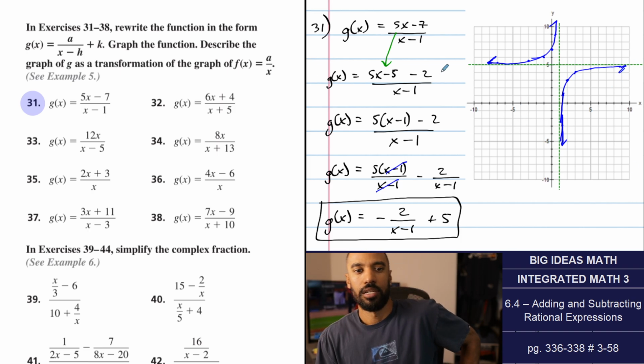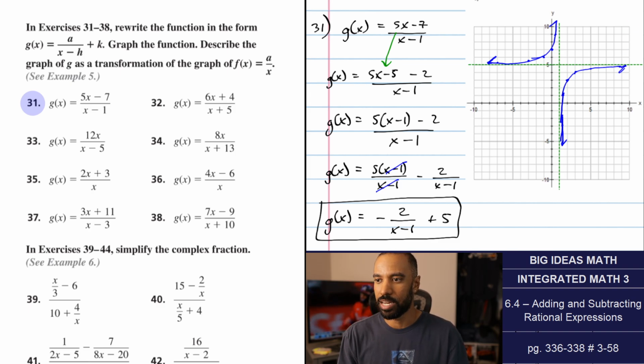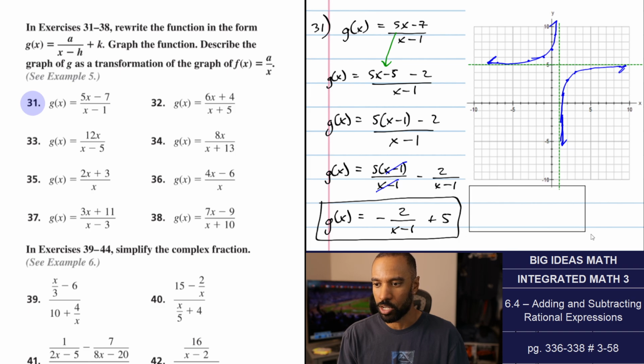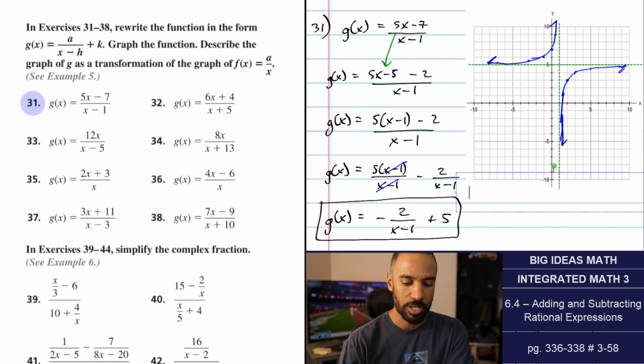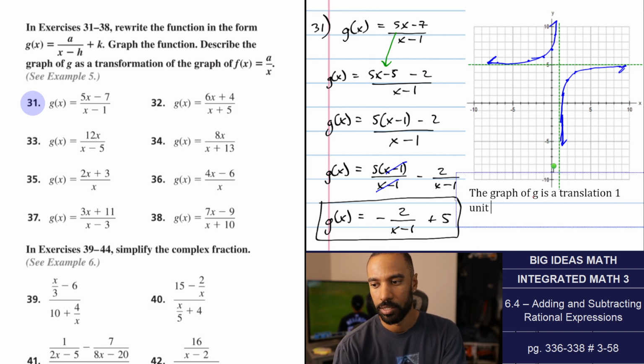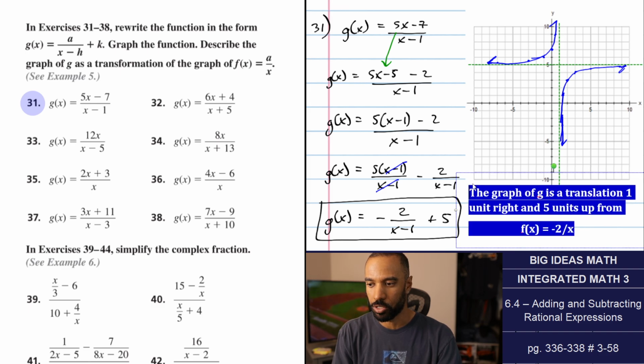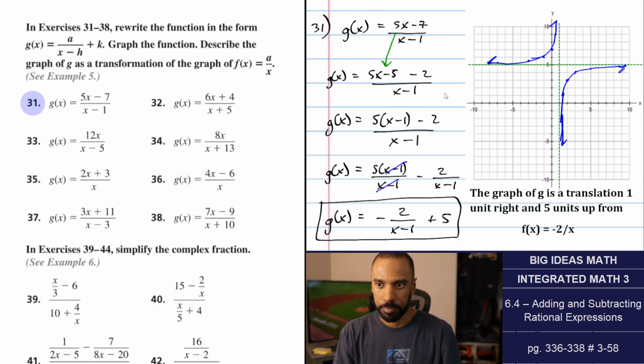They do say, describe it as a transformation of the graph f of x equals a over x. Now, I saw in the lecture portion they did this, and I should be doing it as well. I should state what f of x actually is. The graph of g is a translation 1 unit right and 5 units up from f. Now, f is f of x equals negative 2 over x. See, we're keeping that same negative 2 that you had from before. Make no mistake, we are still using that one. But that's how that one's going to be written.